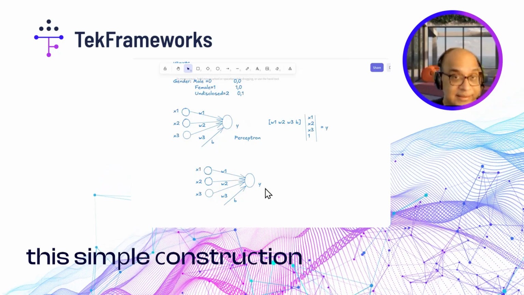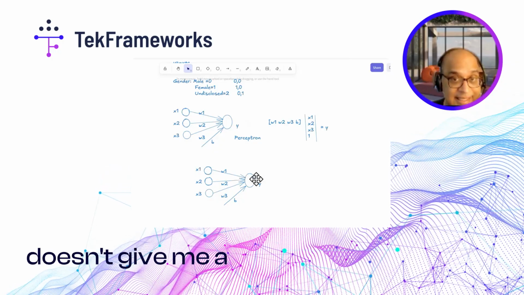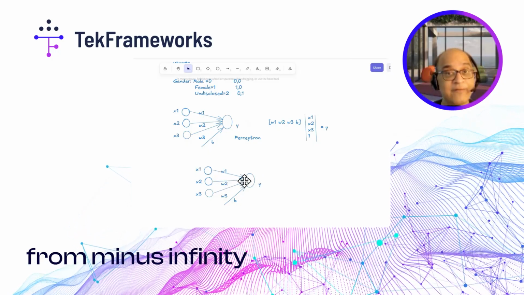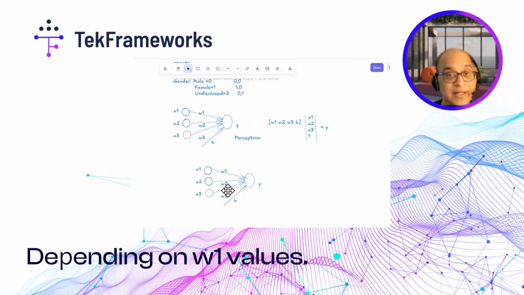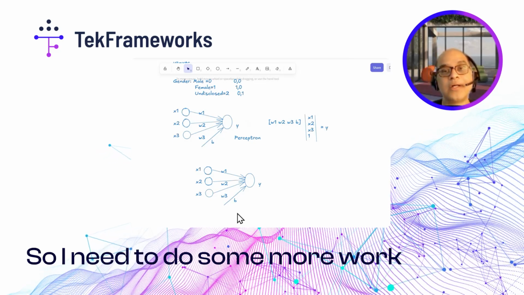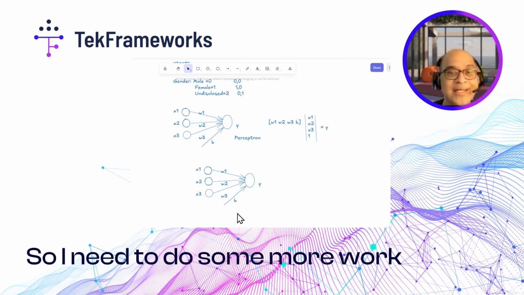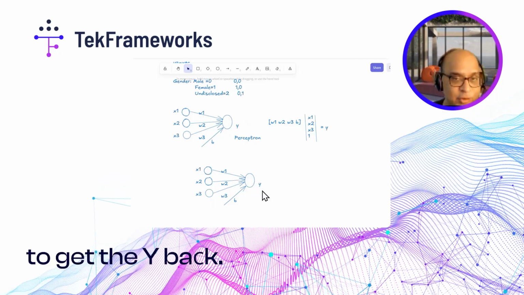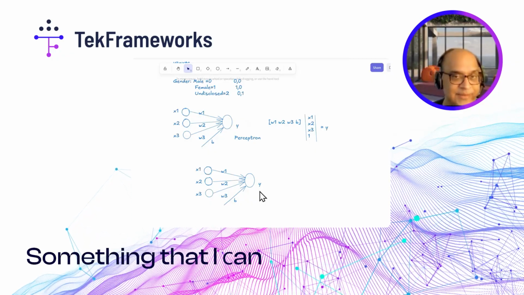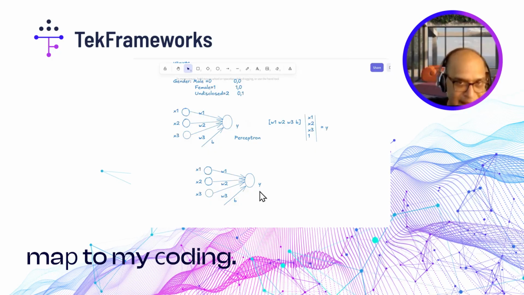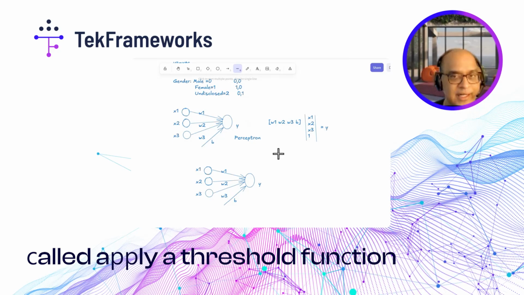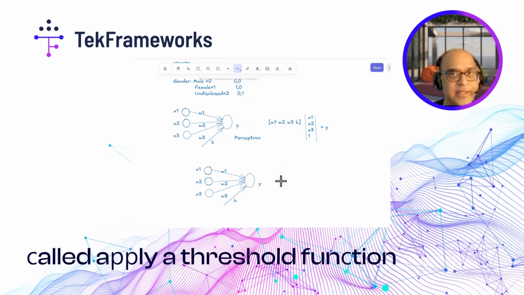But this simple construction doesn't give me a 0 or 1 value, or -1 or 1 value. It can give me any value from -infinity to infinity, depending on x1, depending on w1 values. It can give me anything. So I need to do some more work to get the y back to that 0 or 1 or -1 or 1, something that I can map to my coding.